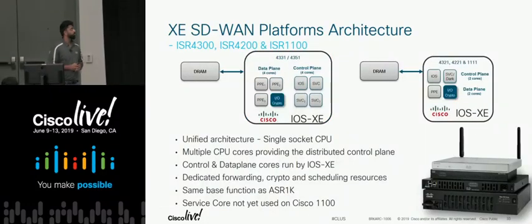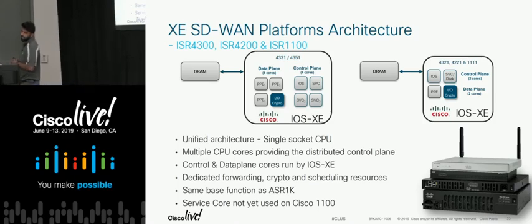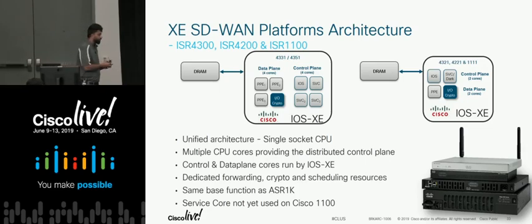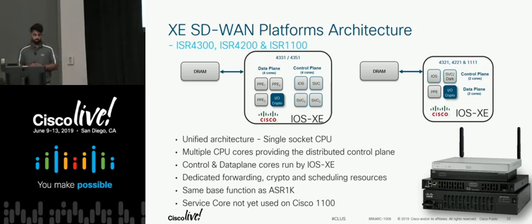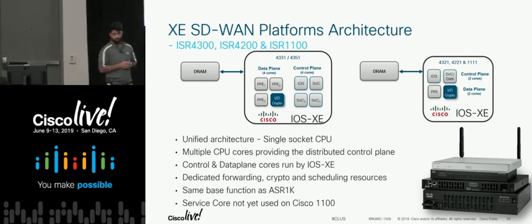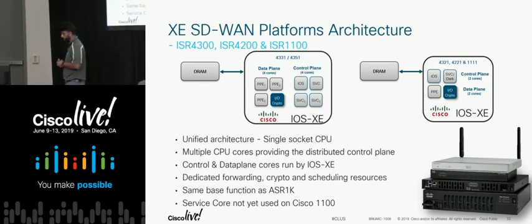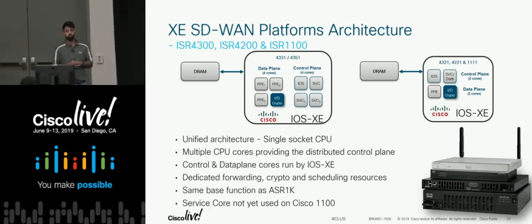The next one is the 1100 series and the 4300 and 4200. Here, this is the unified architecture for a single socket CPU, where both the control plane and the data plane run with IOS XE. And this platform also has dedicated forwarding, crypto, and scheduling resources. Also, the base functions are very similar to the ASR 1 case. When I say the 4-core plane for the 1100 series, it is separated into 2 cores for the control plane and 2 for the data plane. However, the service plane, the service containers, is not used in the 1100 series at this point.